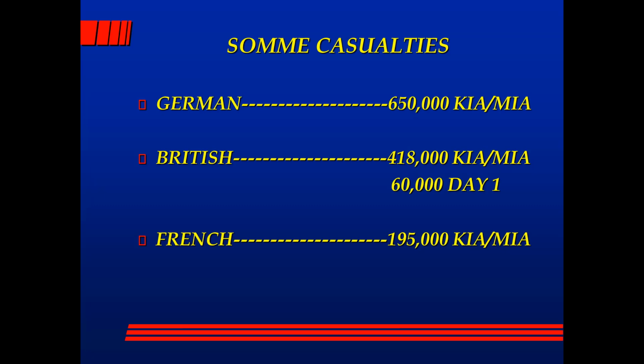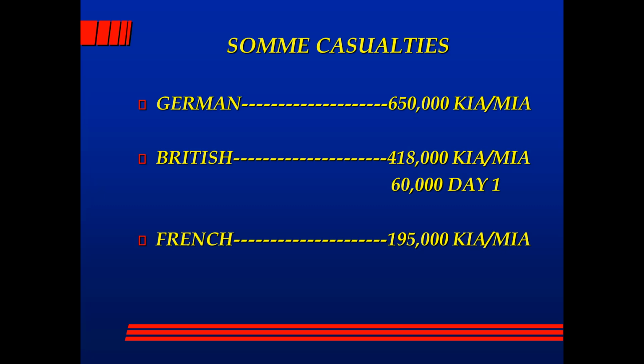The British, 418,000 killed in action, missing in action, and they rounded up to 57,000 to 60,000 on day one. And then the French, who came in and assisted the British, lose another 195,000 killed in action, missing in action. So if you take their numbers, that's 1,200,000 and some thousand people killed at the Battle of the Somme.